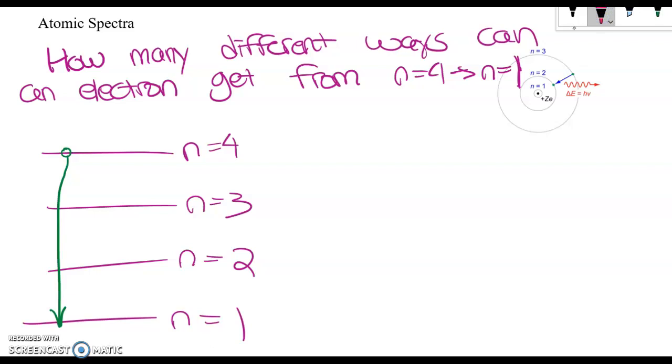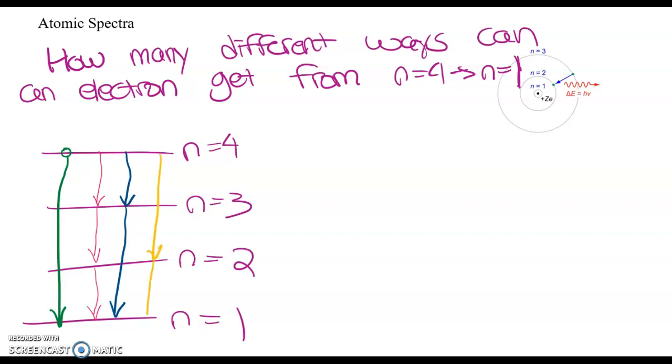It could also go from n equals 4 down to n equals 3, then down to n equals 2. It could stop at every level. Or it could stop at some and not others. You could go from n equals 4 to n equals 3 and then go all the way down. Or it could go from n equals 4 all the way down to 2, but then stop at 2 and then go down to 1. Now, each of those lines is going to emit electromagnetic energy of a specific energy.